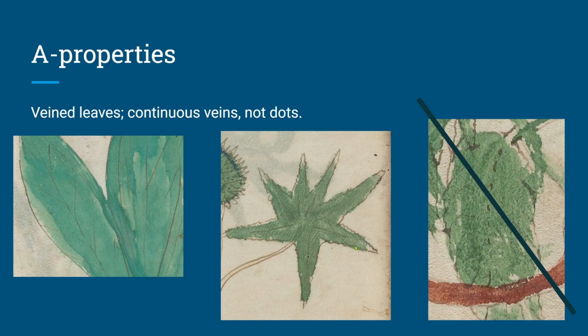Another property in A folios is that the leaves have veins. They don't always have them, but it's something that only A plants have. We want to be clear that we're not talking about dotted lines. We investigated the dotted line and found that it does not seem to correspond to either A or B, but veined leaves, as drawn with a continuous line, is a very distinct A property.